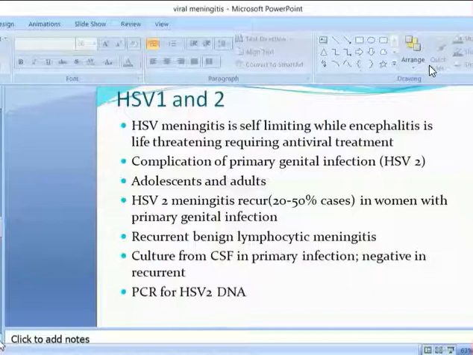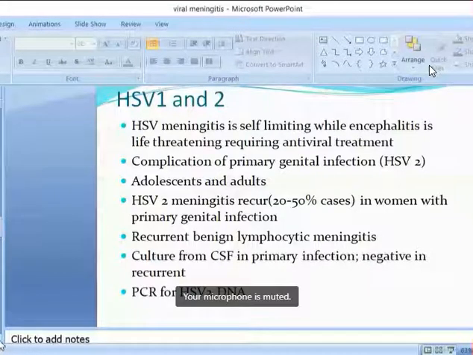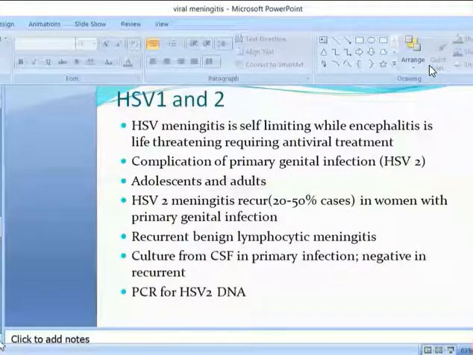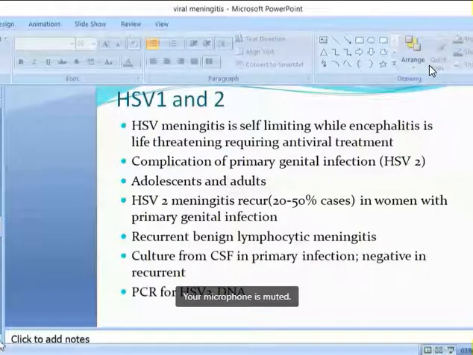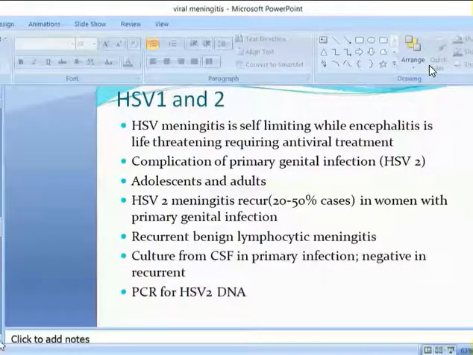HSV2 meningitis has the propensity to recur. We have seen, as when we read about varicella zoster and the herpes simplex virus in the external genitalia infection, that the group of herpesviridae viruses have the property of recurrence. They remain dormant and then reactivate to cause a recurrent infection.